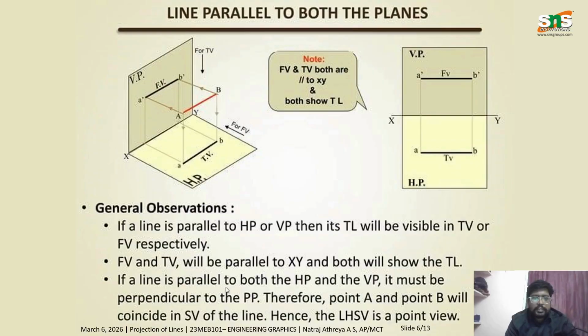If a line is parallel to both HP and VP, it must be perpendicular to the PP. PP is the profile plane. It will be perpendicular to the profile plane. Therefore, point A and point B will coincide in the side view of the line. Hence, the left hand side view is a point view. So when you look from left or right, it will be just a point, right? Since it is a two-dimensional line, it will be a point view.